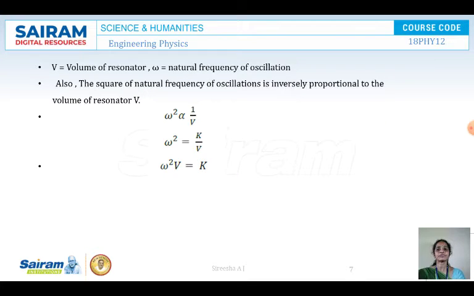So V is the volume of the resonator and omega is the natural frequency of oscillation. Therefore, we can say that the square of the natural frequency of oscillation is inversely proportional to the volume of the resonator V. So omega square is proportional to 1 by V, or omega square is equal to K by V, where K is a constant. Therefore, omega square V is equal to K. Thank you.